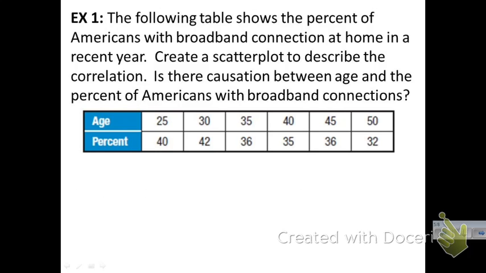So it says here that the following table shows the percent of Americans with broadband connections at home in a recent year. Create a scatter plot to describe the correlation. So when we go to create our scatter plot, I'm going to put this age as L1, which is also your X value, and the percent as L2. We can think of it as our Y value.